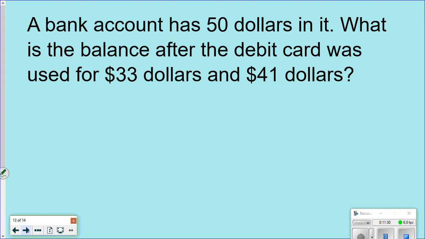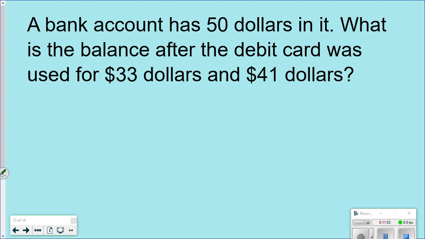The last thing I need to show are some story problems. This is a bank account, has $50 in it. What is the balance after the debit card was used for $33 and $41? Honestly, this is what most of us would do. We would take 50 and we minus 33, and then we get an answer, and then we minus 41. There's actually a more simple way to do this.